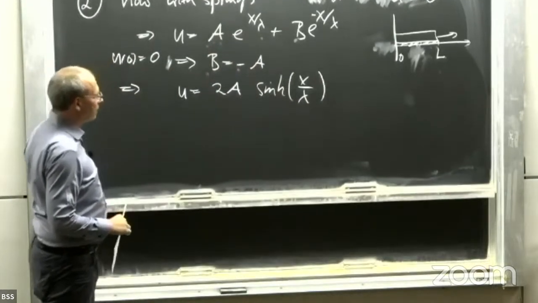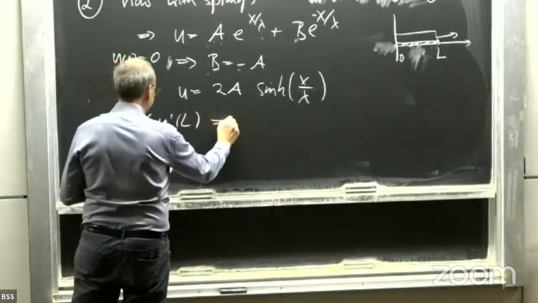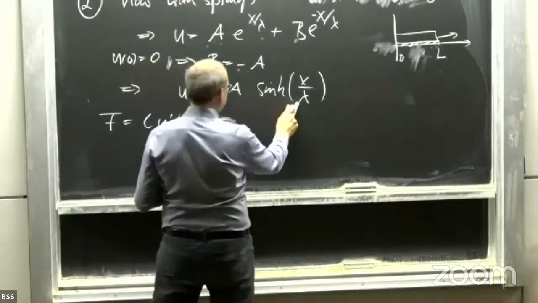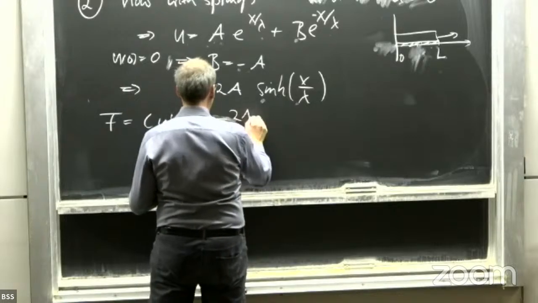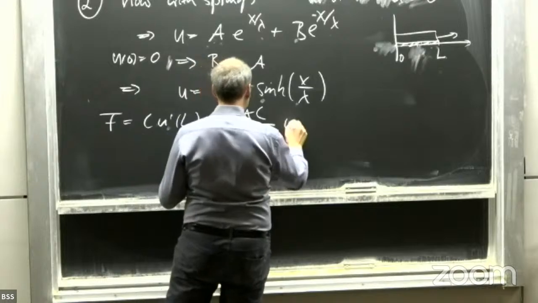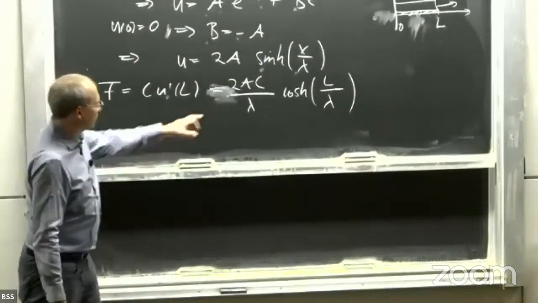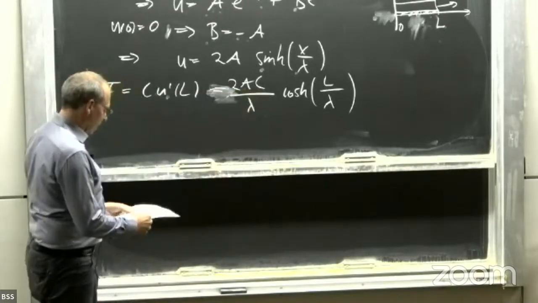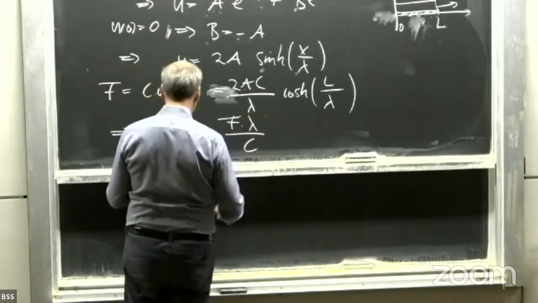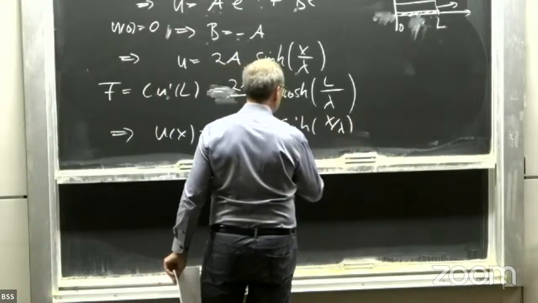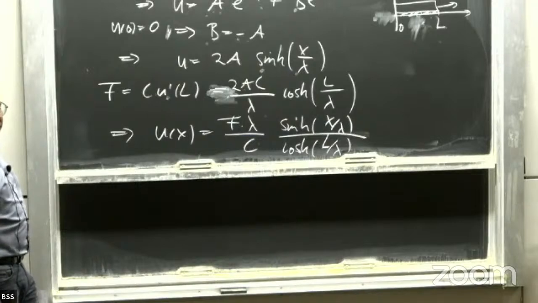And now we do the same idea with the boundary condition like before. At the right-hand side, we are pulling with a certain force. So F at the right-hand side is C times U dash at L. This we can immediately get from here. Now comes the cosh, because the derivative of the sinh is the cosh, okay? So now we have 2A times C divided by lambda, from the inner derivative, times cosh taken at L. Now you can solve this for A, so A is 1 over cosh. And then we put it together, and the solution will be F times lambda divided by C, divided by the cosh taken at L.